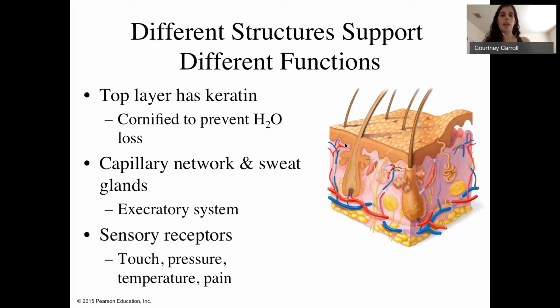So that top layer has keratin, which helps us prevent the desiccation or that water loss. We've got a capillary network that helps regulate the amount of blood on our surface, helping regulate our temperature. Our sweat glands not only help us regulate our temperature, but also help us excrete uric acid and urea. And we've got sensory receptors that allow us to react to our environment for touch, pressure, pain, temperature.